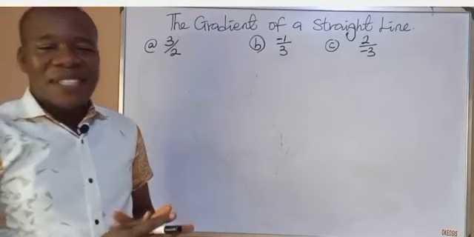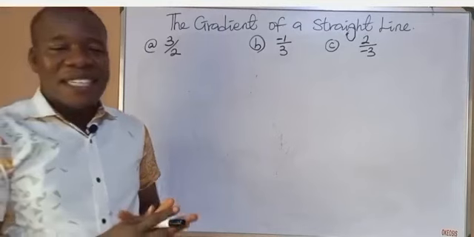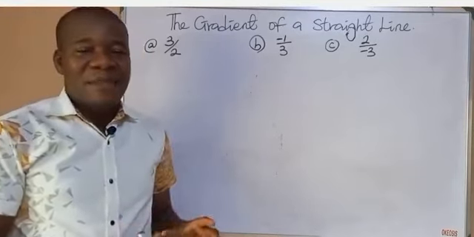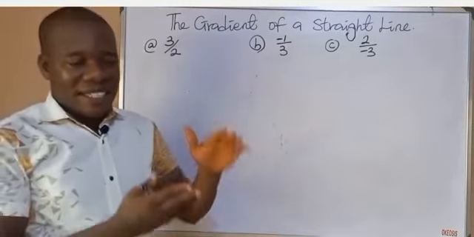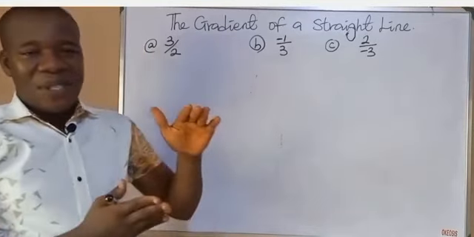We are still working on the gradient of a straight line. And if you can recall very clearly, we said in our last class that gradient is the ratio of the increase in y to the increase in x. That means we can express gradient as a ratio of two integers where the numerator is the increase in y and the denominator is the increase in x.